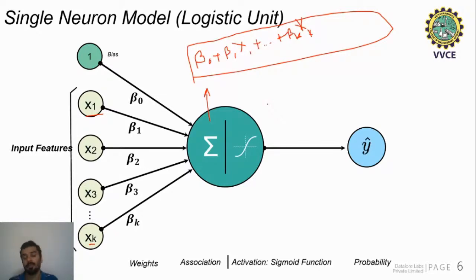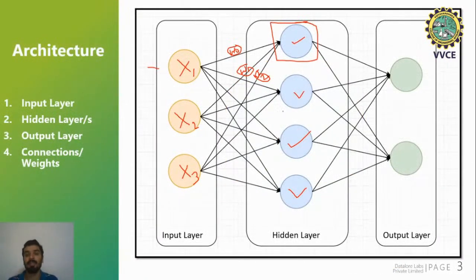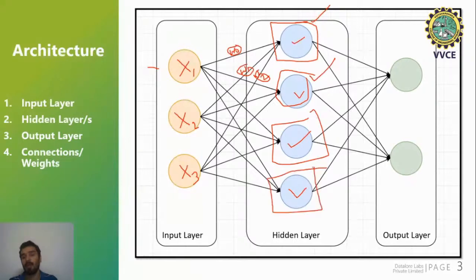Okay, so let me go back to the first slide. Now if you see this architecture here, let's say these are our features. Based on the weights that we have here, this is one logistic regression model, this is another logistic regression model, this is another model, and this is another logistic regression model, right? So what the hidden layer does is it learns individual logistic regression models from this data set.